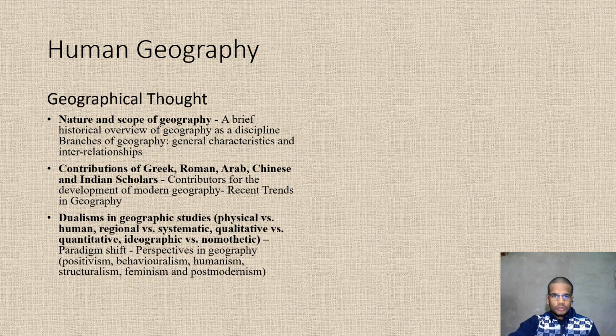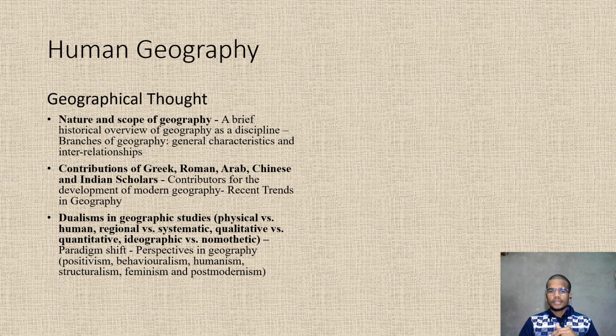Nature and scope of geography. What you will have to do here is a brief historical overview. Basically, you will start from the ancient concept of geography, how geography evolved, and the contribution of different thinkers: Greek, Roman, Chinese, Arab, and Indian scholars, and how they contributed to the idea of geography. Then what are the recent trends in geography, and who brought geography to its present form in the modern world. Later on, the contribution of geographers and scholars from the 18th century onward. That also you will have to cover.